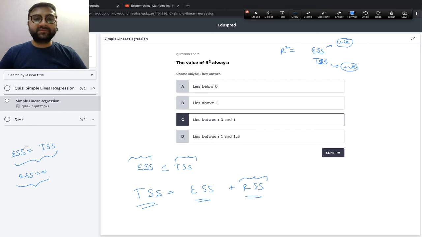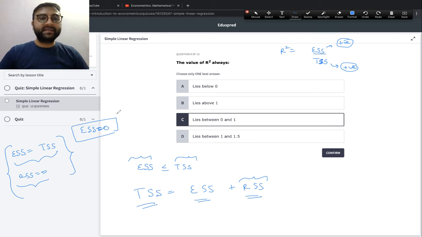And what's the minimum value that r square can take? Well, the minimum value is 0. And that will be achieved when ESS is equal to 0. So ESS either is going to be a positive number, or the worst case scenario could be that ESS is equal to 0. ESS equal to 0 would mean that your model is totally pathetic. You're not able to explain anything. So r square is going to lie between 0 and 1. That's the right answer.